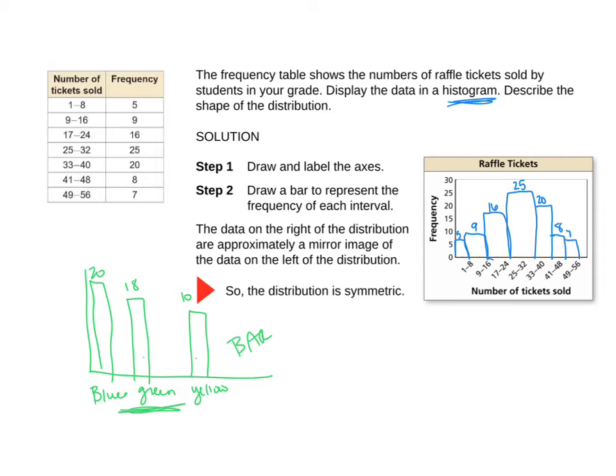For what we are going to be talking about in math class, mostly at this level, we talk about a histogram. Notice, in a histogram the bars are connected, and the bottom is intervals, numeric intervals, number intervals. All right, so that's everything you need to know about a histogram and a frequency table.